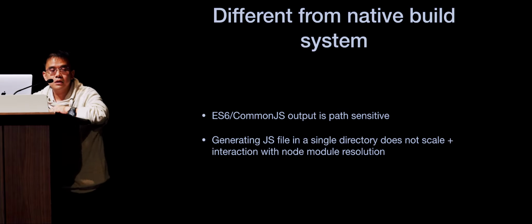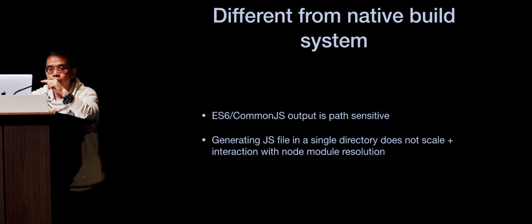So one common question I received is why we do not reuse the dune build system, which is a native one. There are multiple reasons for this. The first one is it's a bit different from the native compilation, because in native compilation we generate the binary artifacts. You can shuffle the files into different directories, and then make sure it's in your include path, which is -I. Then you can put the binary artifacts anywhere.